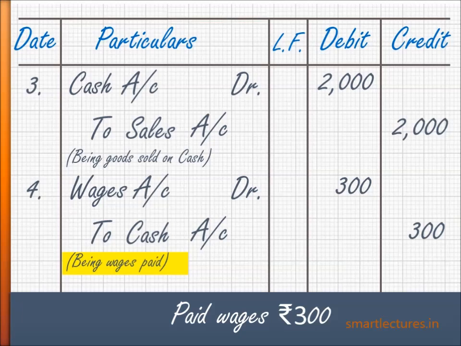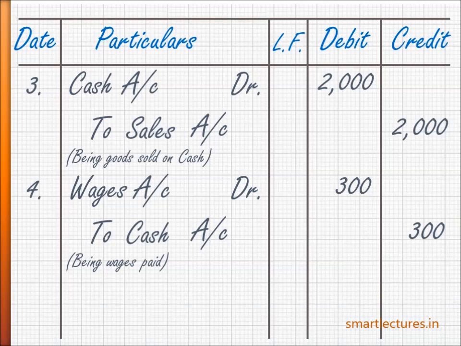Now closing stock, rupees 200. Simply at the end of the journal entries write down closing stock as on 31st March 2013 rupees 200. You have nothing to do with the closing stock.